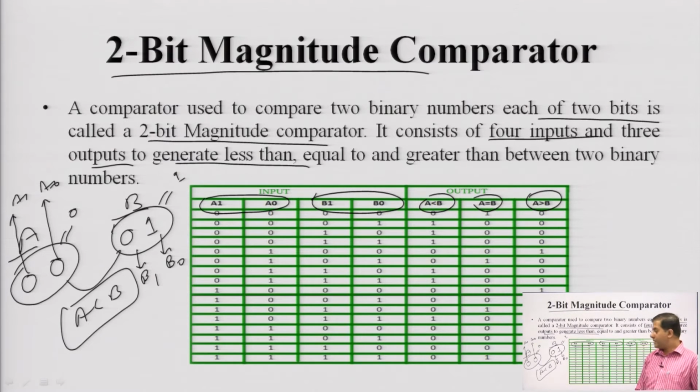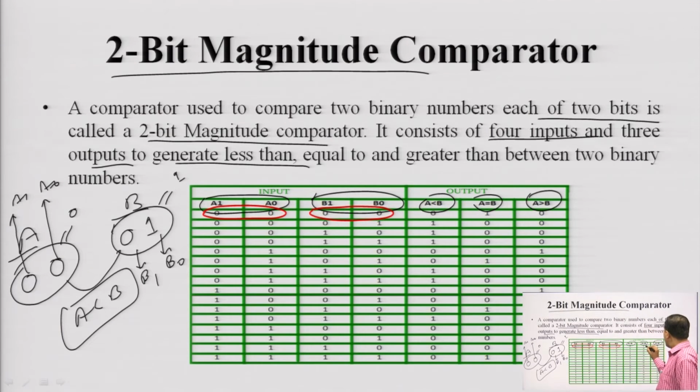So, now let us check the truth table. Very important: see, now you can see the grouping will be 2 bits. This is 0 0 and this is also 0 0. So, A is 0 0 and B is also 0 0. So, both are equal.